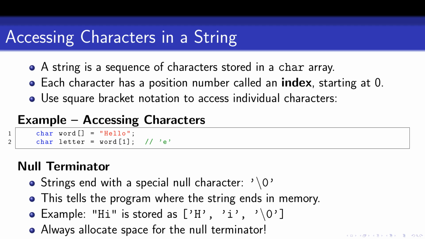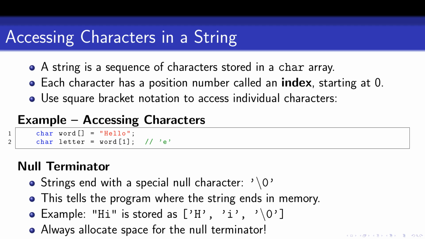A string in C is really just an array of characters, and each character is accessed using an index. Indexing starts at 0, so the first character is at position 0, the second at 1, and so on. You can access a character using square brackets, like name[2], and even assign a new value to a specific character in the array.